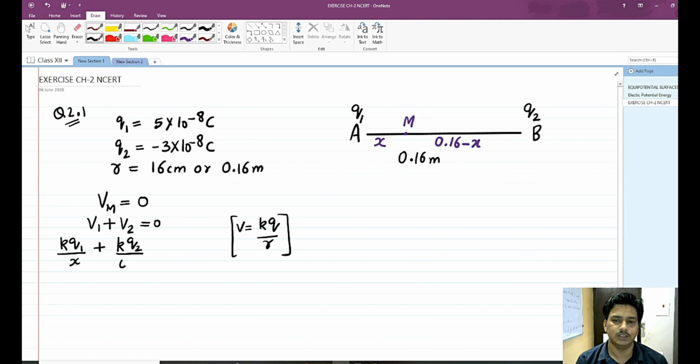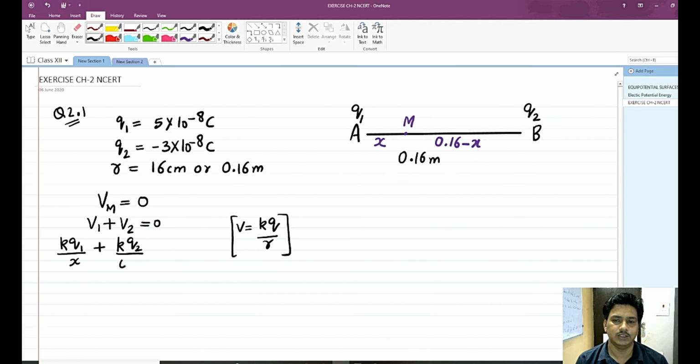Now the next question is 2.2. According to the question, a regular hexagon of side 10 centimeter has a charge 5 microcoulomb at each of its vertices. So I convert microcoulomb into coulomb with the help of multiplication factor 10 to the power minus 6. Now calculate the potential at the center of the hexagon.